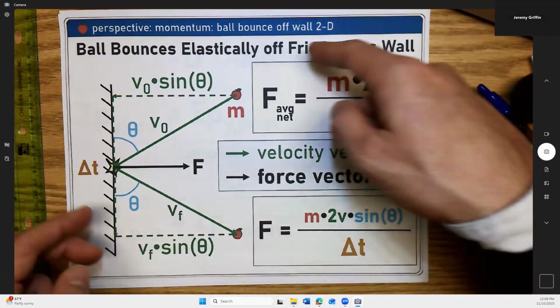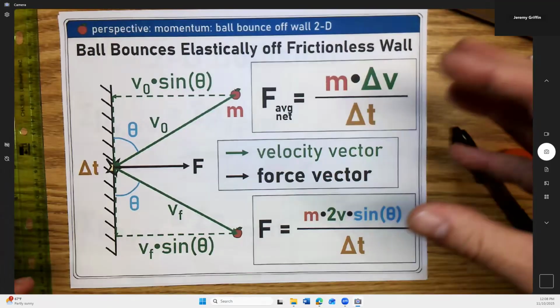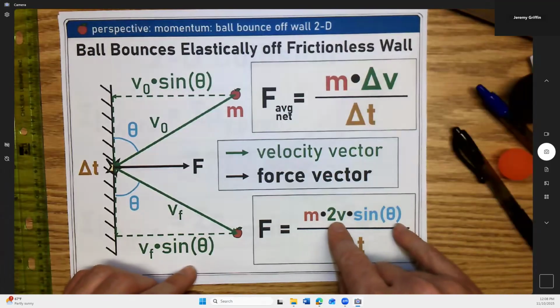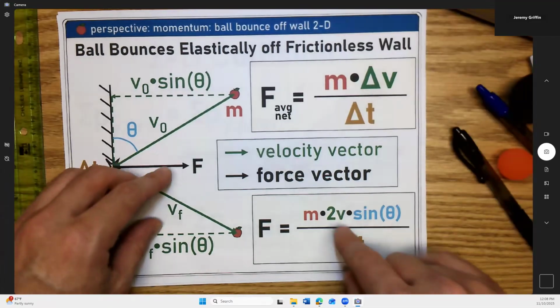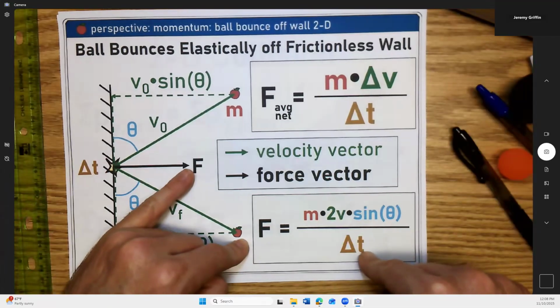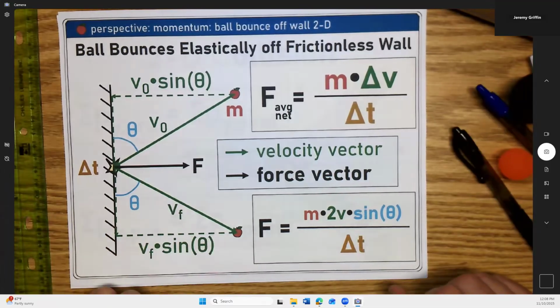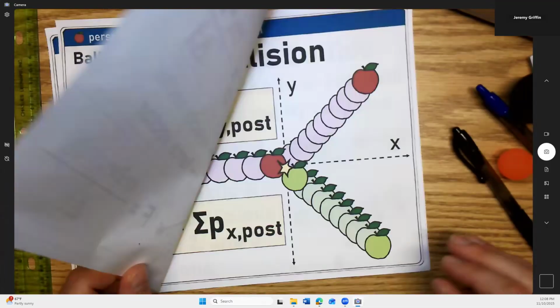Right? And if it's perfectly elastic, very special case here, then that's where I'm getting the 2, as in the 2v sine theta. Okay? Great. Then multiply in the mass of the ball, divide by the time interval, that gives you the average net force, in this case, the normal force. You see that? All right.